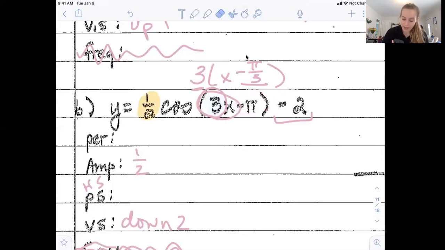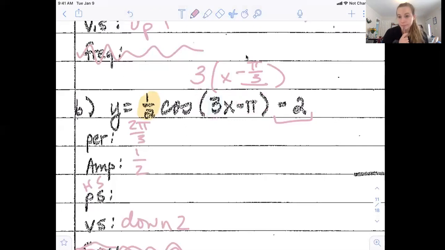The reason why is if I were to distribute it back in, 3 times x is 3x, and 3 times negative pi over 3, well, the 3s would cancel, I'd be left with negative pi. So we hadn't done that before. I set you up for success on all the other ones. This one is not. So I need us to take that 3 out in order to do anything. The period is still going to be 2 pi over 3.